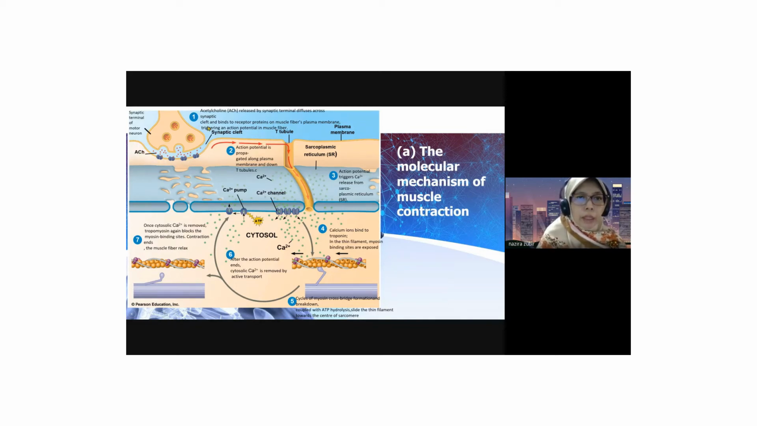Okay, that's the first one. It binds to receptors on the muscle fiber's plasma membrane, and then it will trigger the action potential. We can see the red arrow that refers to the action potential in the muscle fiber. This action potential is transmitted, or propagated, along the plasma membrane and down through the T tubules. Okay, the T tubules. And this area here is the sarcoplasmic reticulum.